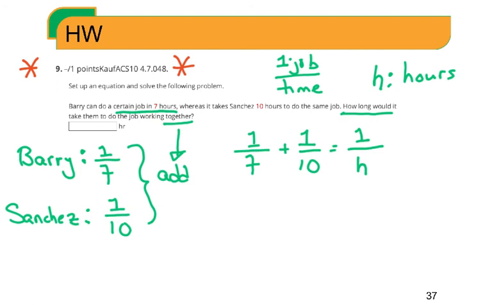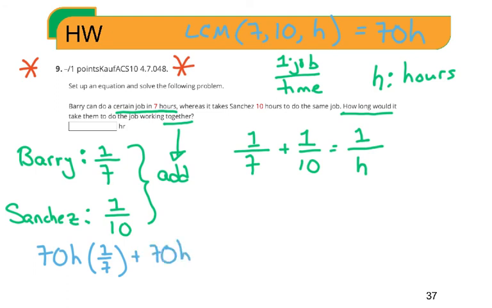Well, solve this equation. I would clear the fractions. So we need the least common multiple of 7, 10, and H. They don't have any factors in common. This is just going to be 70H. So I'm going to multiply everything by 70H. So 70H times 1 over 7 plus 70H times 1 over 10 equals 70H times 1 over H.